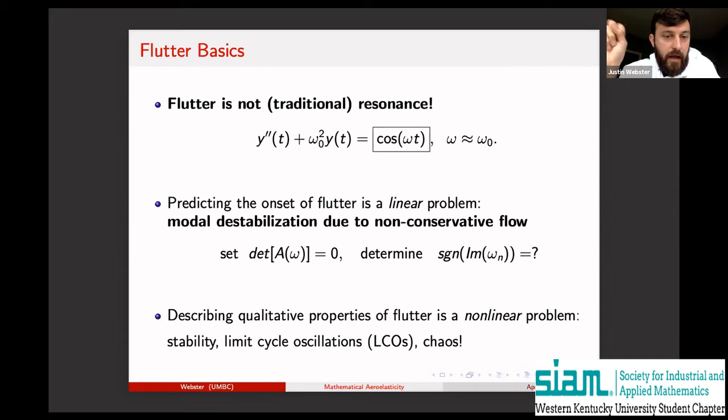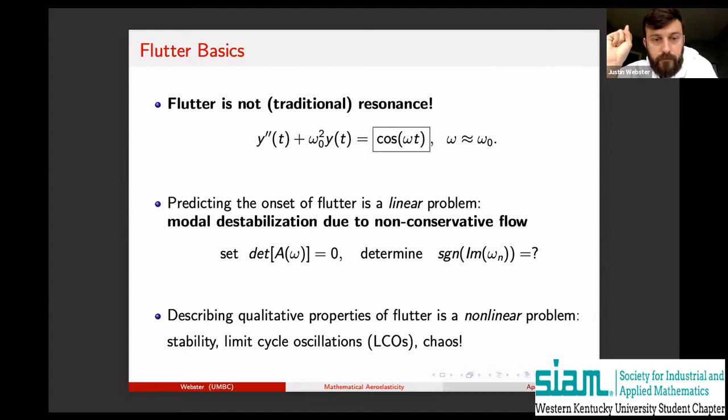The second major bullet point about flutter is that if you want to predict when it occurs, that is a linear problem. That would be something you could study in the context of a linear algebra class, and you're predominantly looking at the stability of some eigenvalues. If you know what eigenvalues are, what I've written down here is just a fancy way of asking the question: do you have stable or unstable eigenvalues for your system?